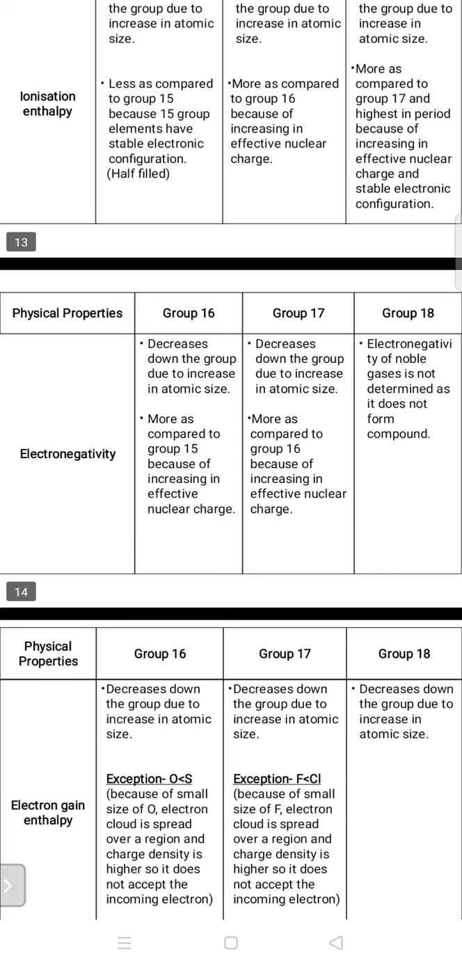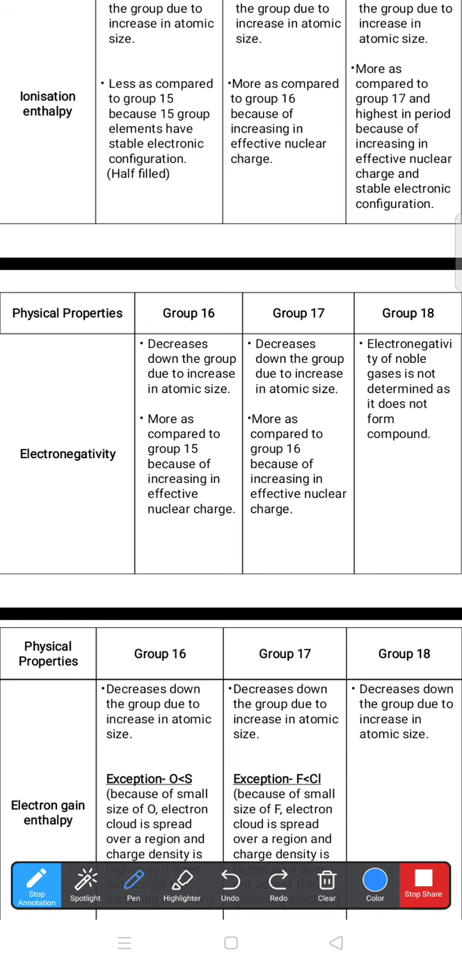Next physical property we learn is electronegativity. Electronegativity means the tendency to attract electrons, which can be compared with the halogen atom also. In group 16, it decreases down the group due to the increase in atomic size. In group 17, it decreases down the group due to the increase in atomic size. In group 18, the electronegativity of noble gases is not determined as they do not form compounds. So comparatively we can discuss this one.